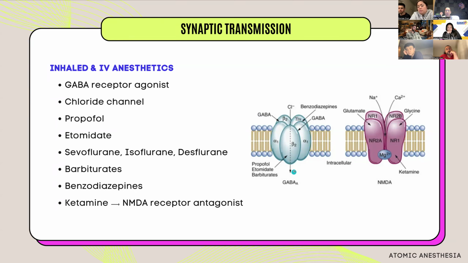But then you have a bunch of other little binding pockets that are not the GABA binding pocket, and these are called allosteric binding sites. And allosteric binding sites are what these drugs bind to. So you have a site for propofol, a site for benzodiazepines, a site for barbiturates, a site for alcohol, right? These are all different sites.